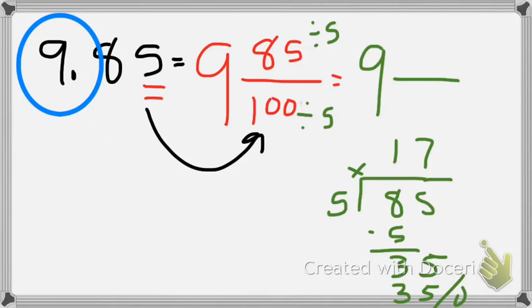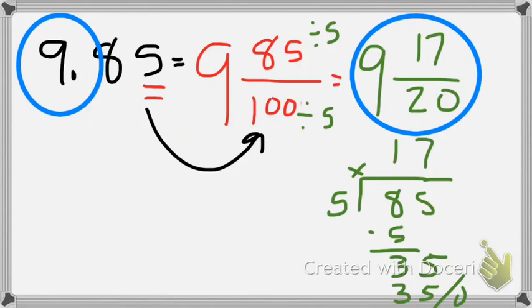So 5 times 17 is 85. So 85 divided by 5 is 17. And then 100 divided by 5 is 20. So 9 and 85 hundredths as a fraction is 9 and 17 twentieths.